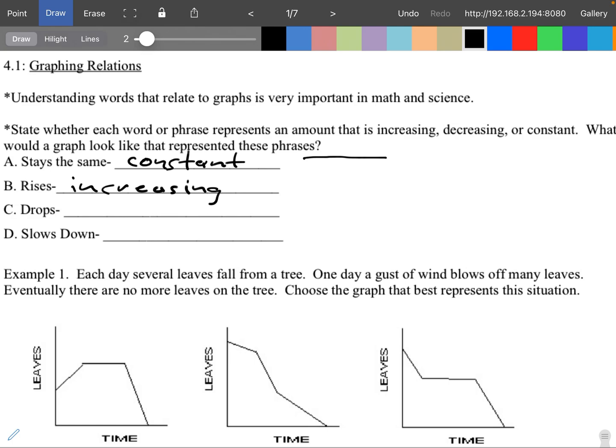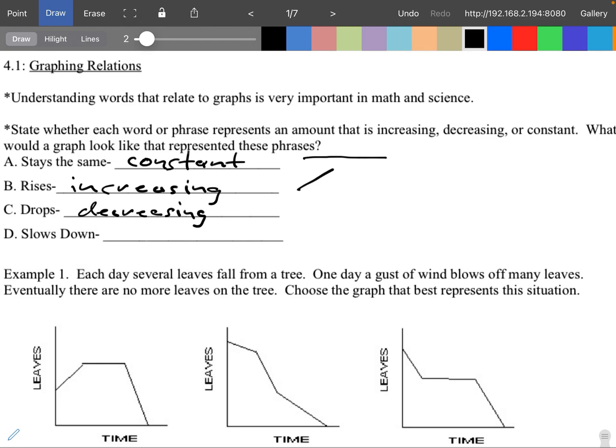And the next one says the graph rises. So would that be increasing, decreasing, or constant? Good. So that's increasing. And what's a graph look like if it's increasing? What's that? Yeah, it's going up. It's going uphill left to right. So that would look something like this. Okay? So as the x values get larger, so do the y values. So that graph would go uphill left to right.